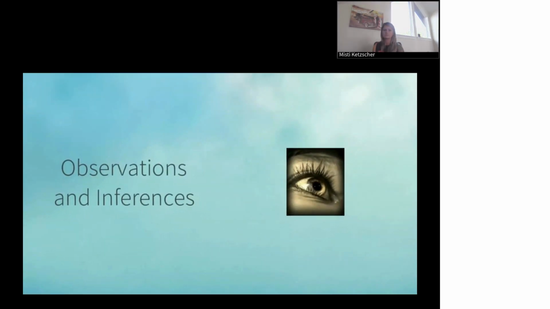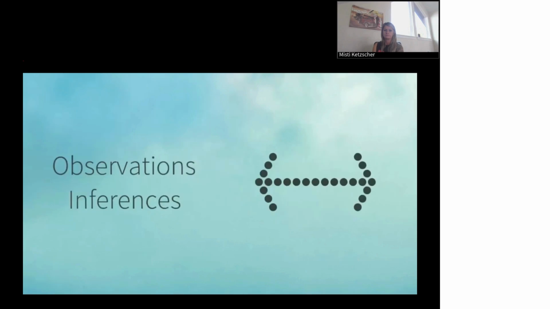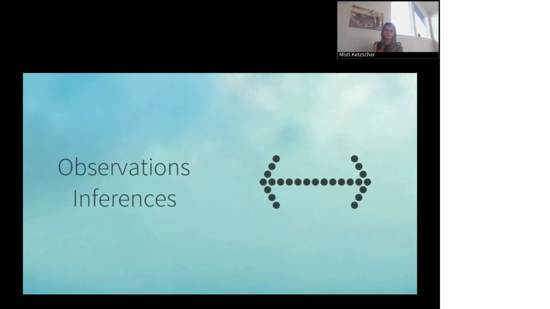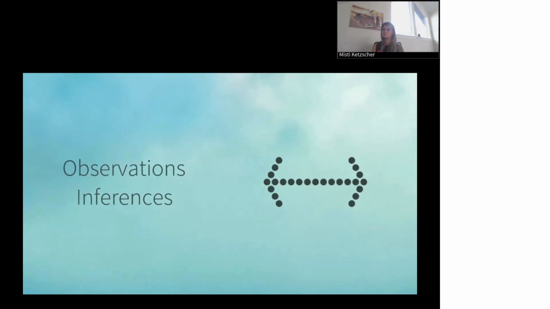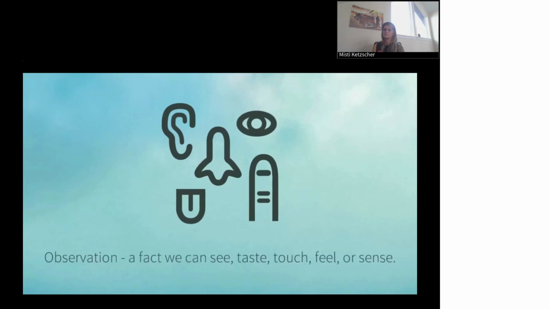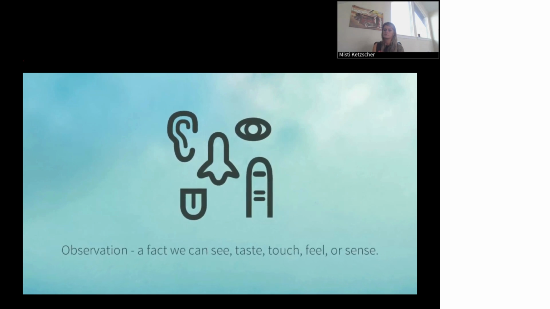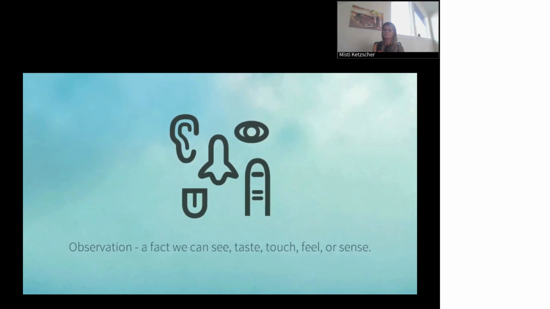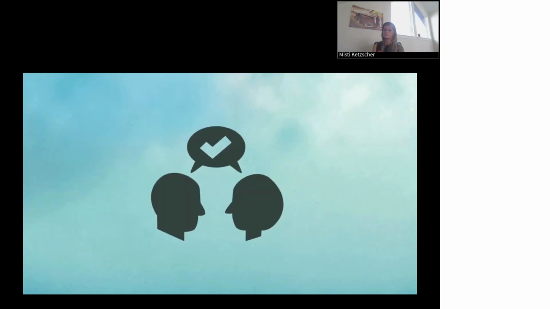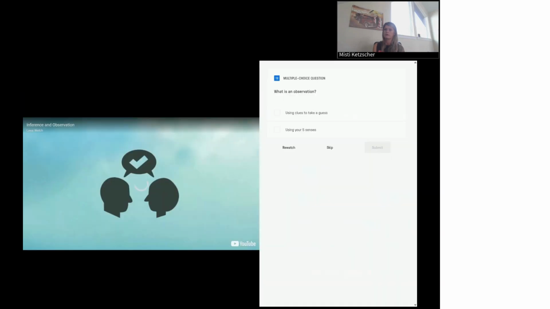Observations and inferences. Observations and inferences are two very different things. Observations are based on things that we can see, taste, touch, feel, or sense in some other way. All right, so an observation, guys, is it using clues to take a guess, or is it using your 5 senses?